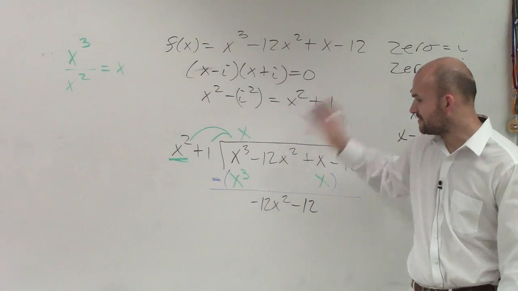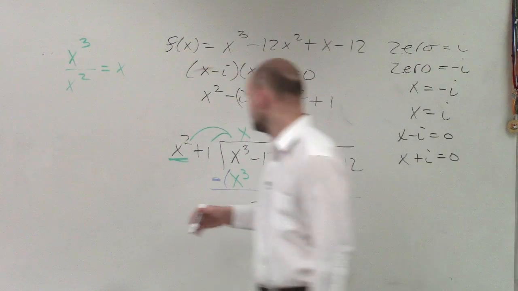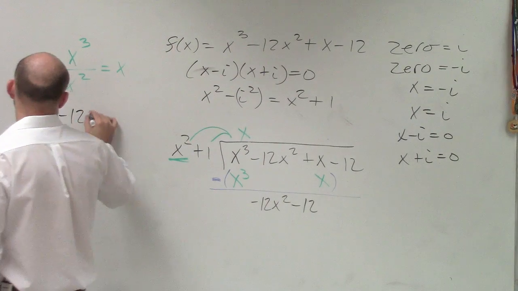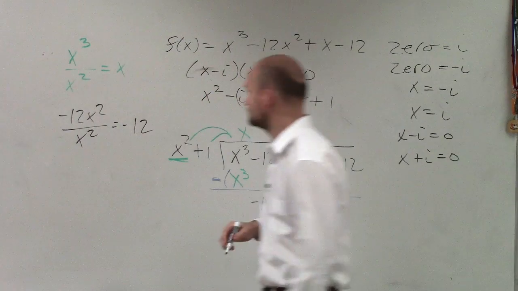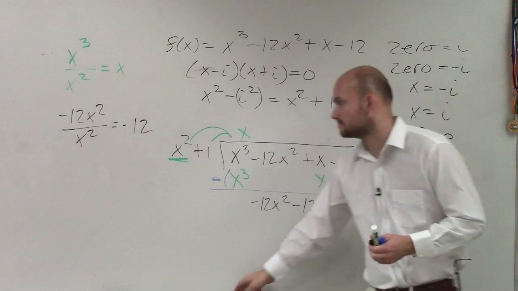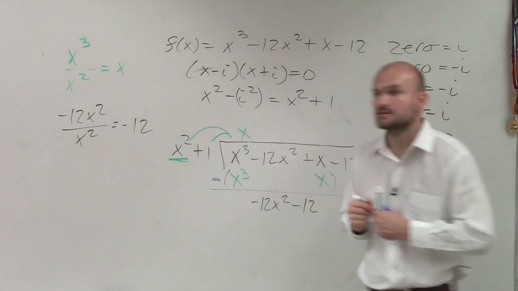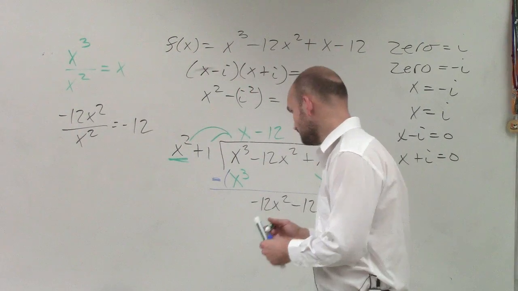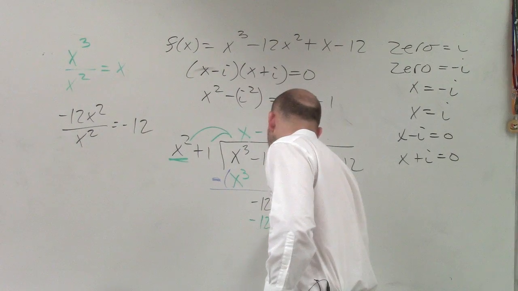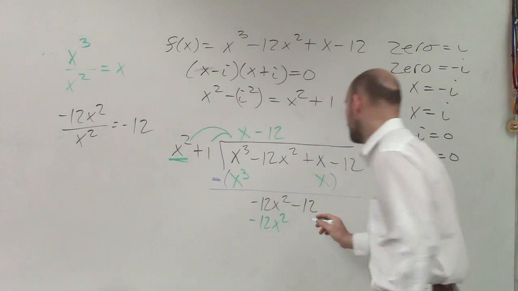Now, x squared divides into negative 12x squared. Yes, yes. So we say it's negative 12. Negative 12 times x squared is a negative 12x squared. Negative 12 times 1 is negative 12.